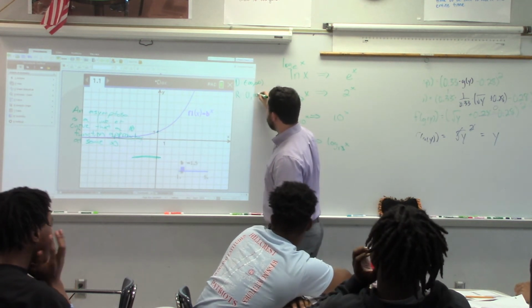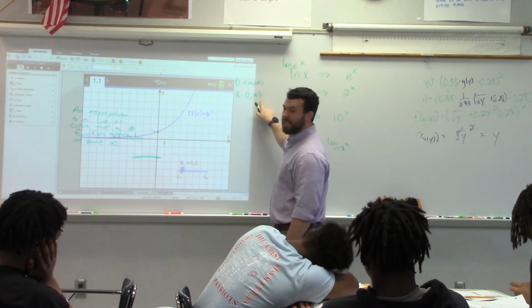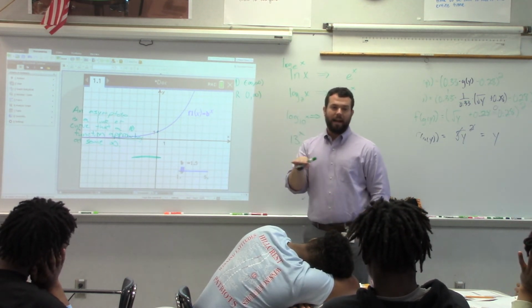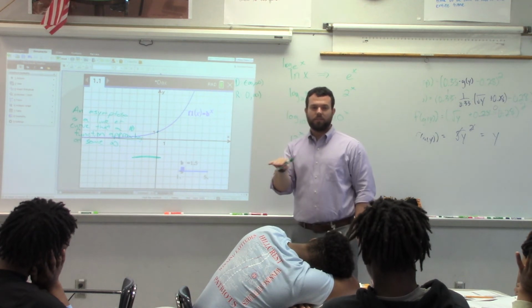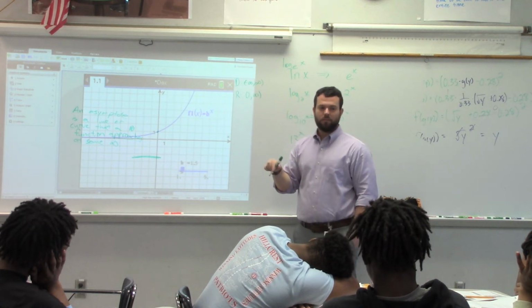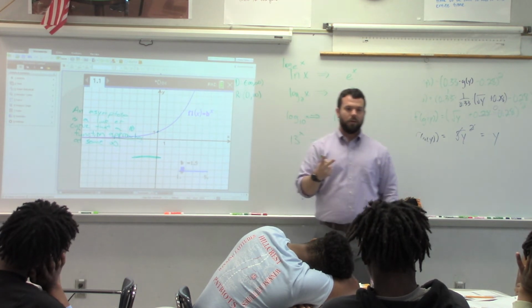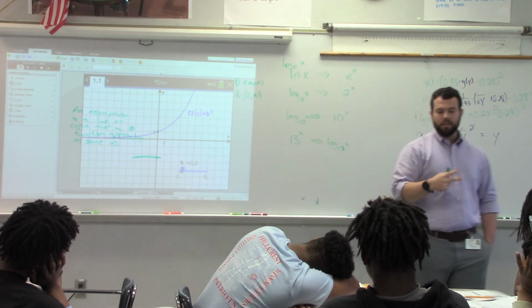Now, remember, we put parentheses when we cannot equal the value. We put a bracket when it does equal the value. We just said it never actually gets to the x-axis. So does it ever actually get to 0? No, so I need a parentheses. Right? So there's my domain and my range, at least for the exponential growth.